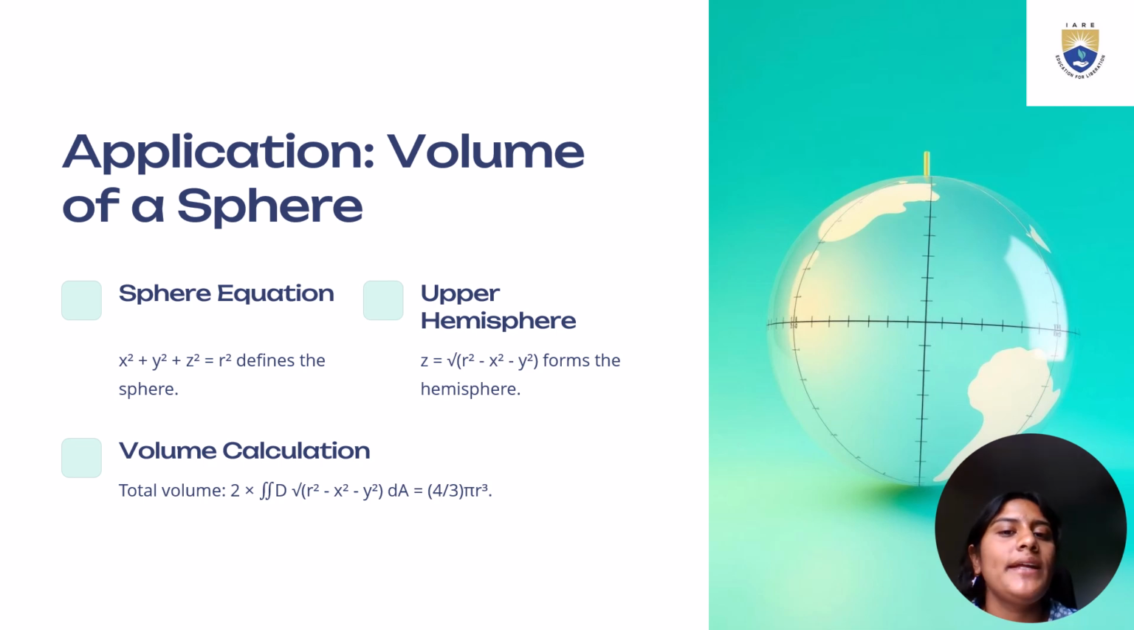Let's see some of the applications. Volume of a sphere, sphere equation, upper hemisphere, and volume calculation. Another interesting application is to find the average height over a region. The formula is average height equals 1 over the area of R times the double integral over R of f of x comma y dA. For example, we can use it to measure the average temperature across a metal plate.